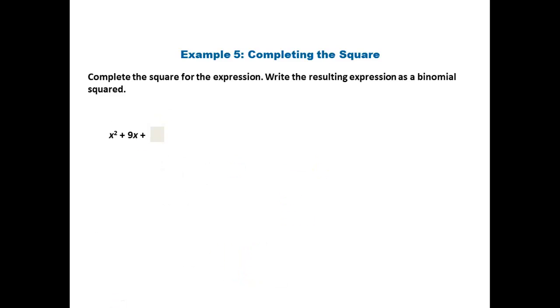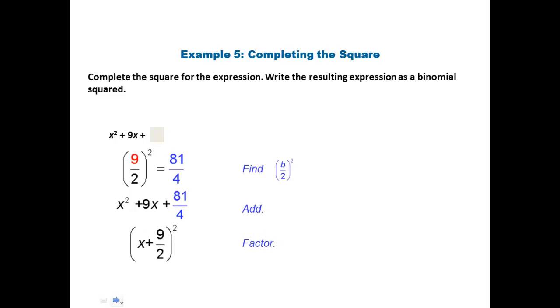Okay, so let's try this again. We have x squared plus 9x, and we want to complete the square. Now this one's a little bit different because taking half of 9 leaves us with a fraction, because 9 is not even. That's fine. We have 9 over 2 squared. We can just leave it as 81 over 4. So we add 81 over 4 to our expression. It is now a perfect square, and we can factor this perfectly.